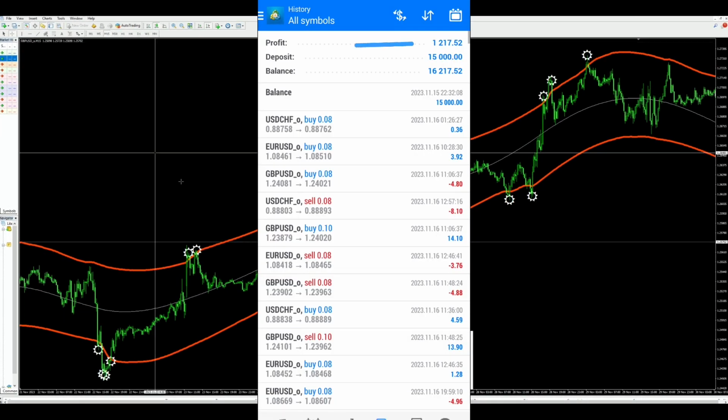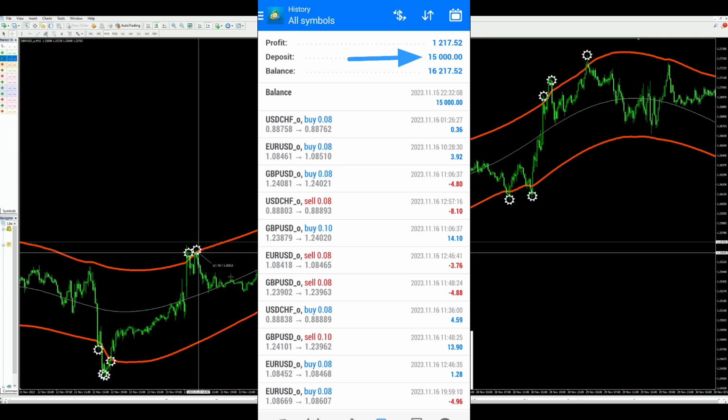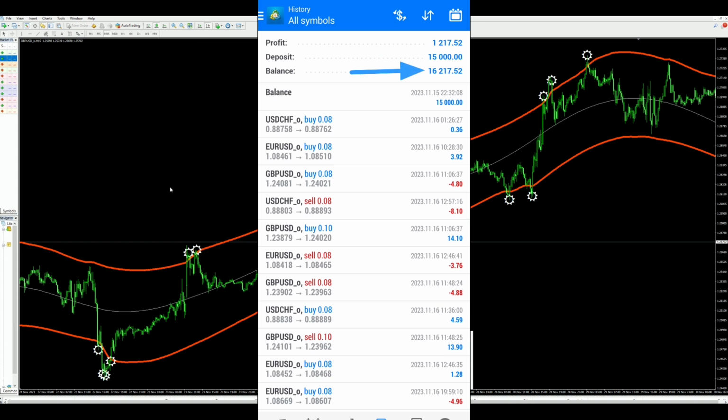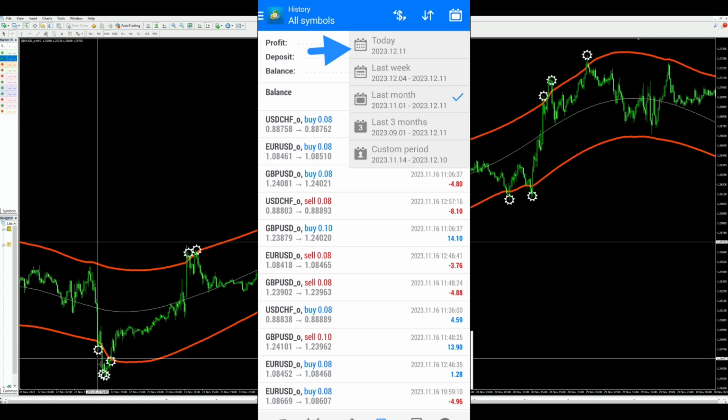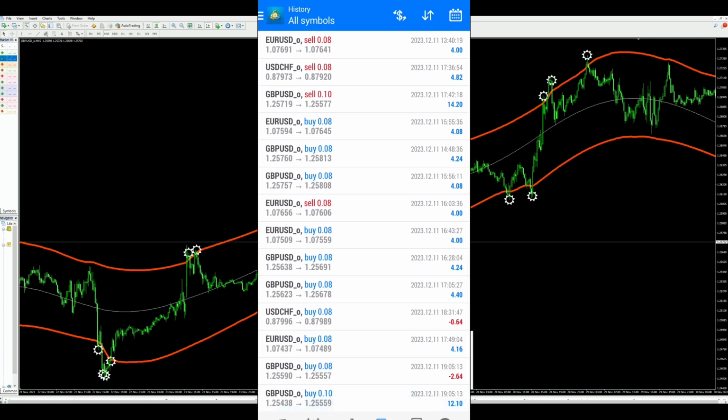This is the bot's trading account that has made $1,1217 profit in the past 15 days. The original deposit on the account was $15,000 and the current balance is $16,1217. Today's profit was $87 and these are the trades opened by the bot.